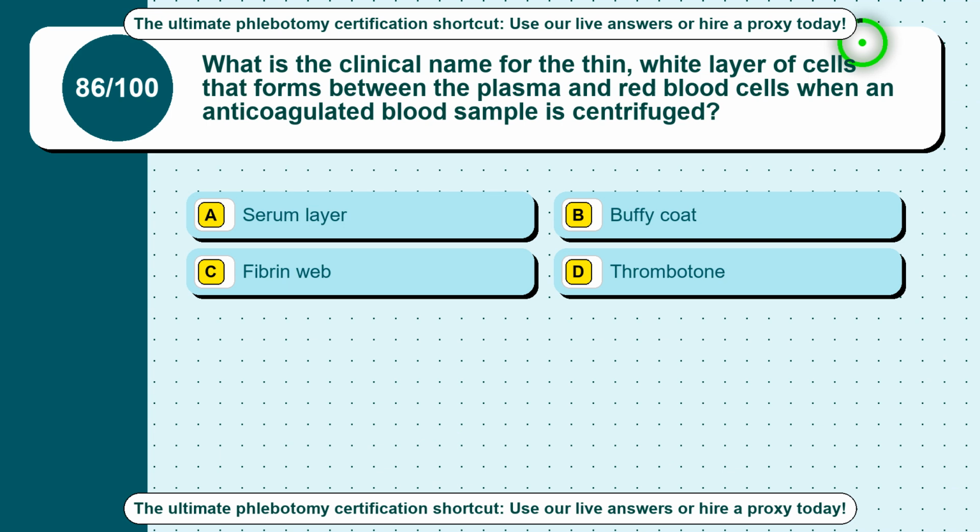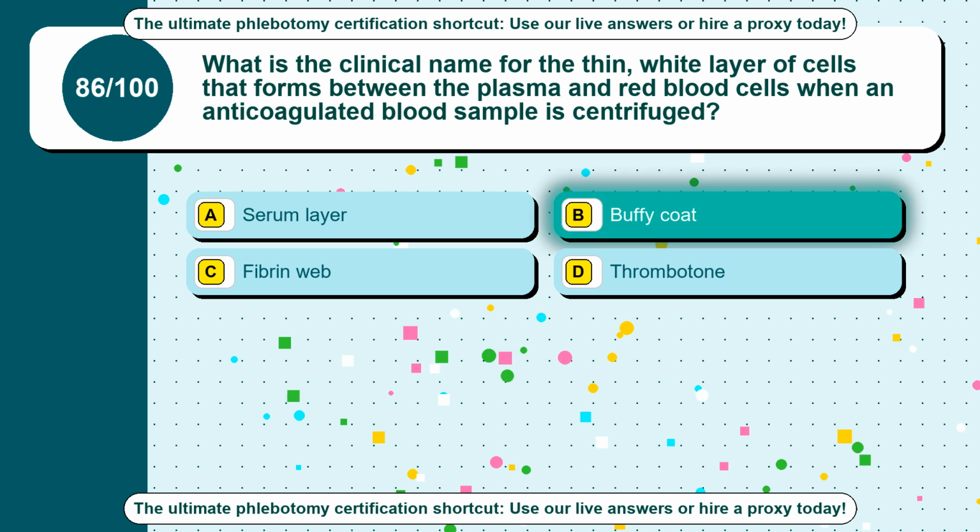Question 86. What is the clinical name for the thin, white layer of cells that forms between the plasma and red blood cells when an anticoagulated blood sample is centrifuged? Option A. Serum layer. Option B. Buffy coat. Option C. Fibrin web. Option D. Thrombotome. The correct answer is option B.